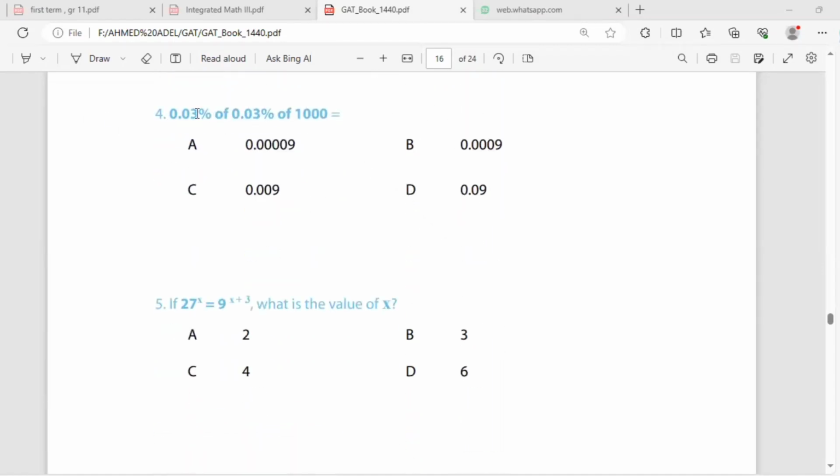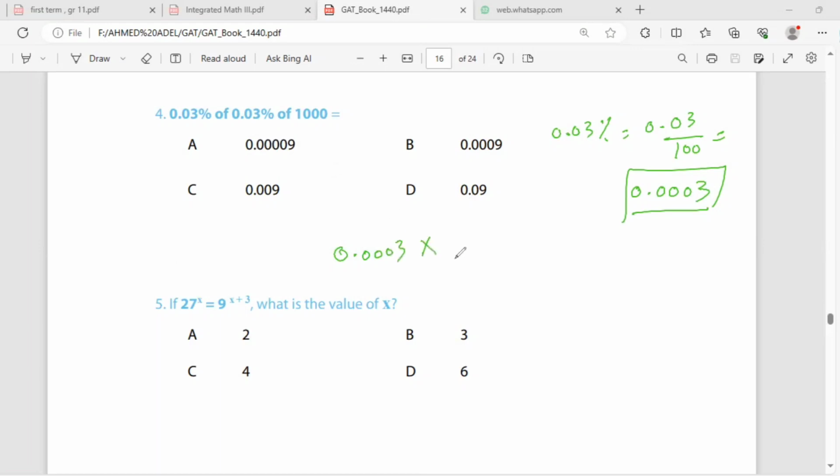Number 4, find the product of 0.03% of 1000. Okay, to find this product, 0.03% means 0.03 over 100. You have to move the decimal point 2 digits, so it's going to be 0.0003.